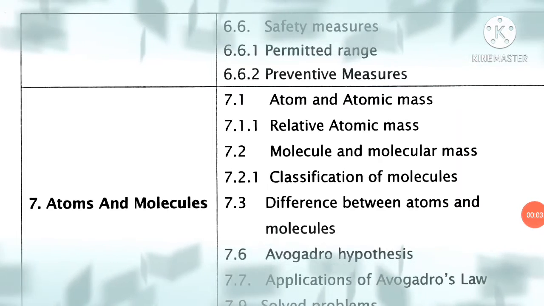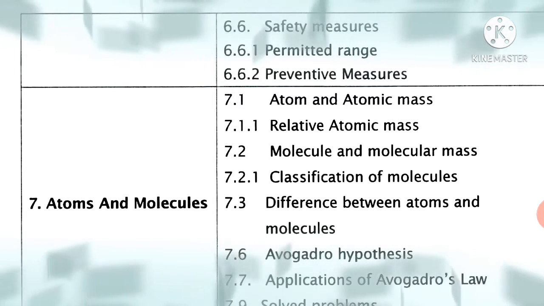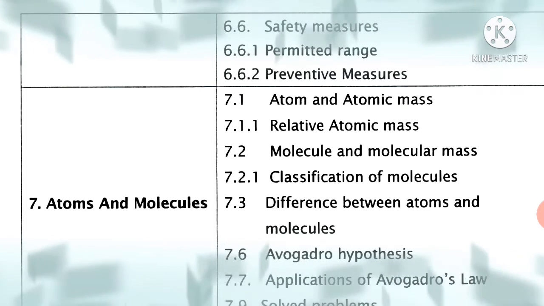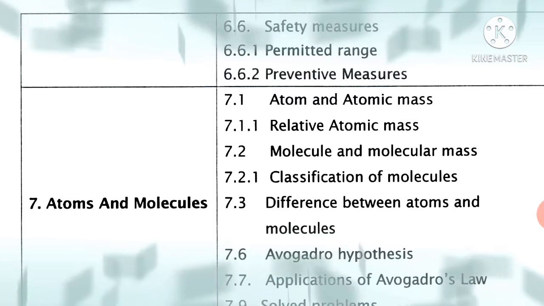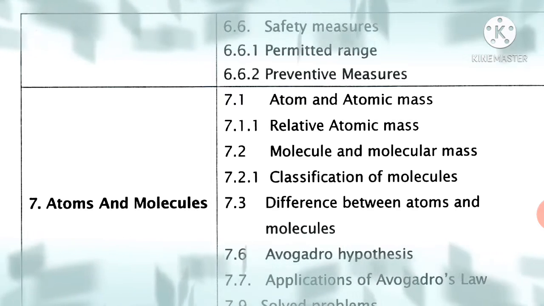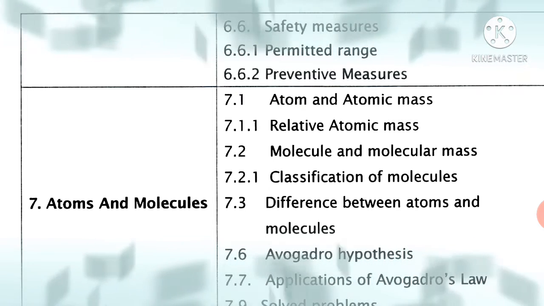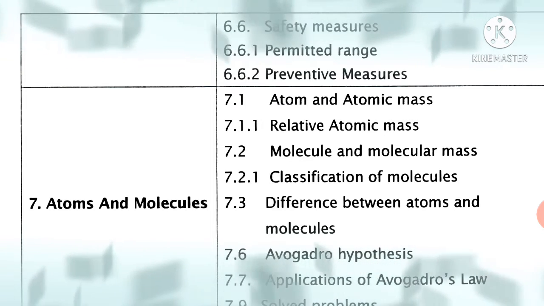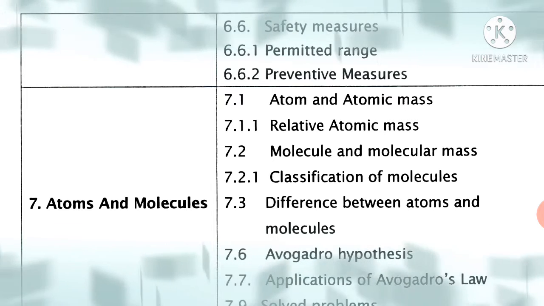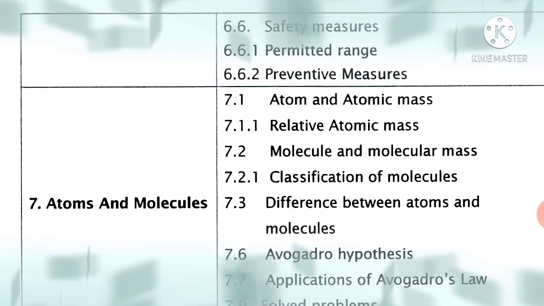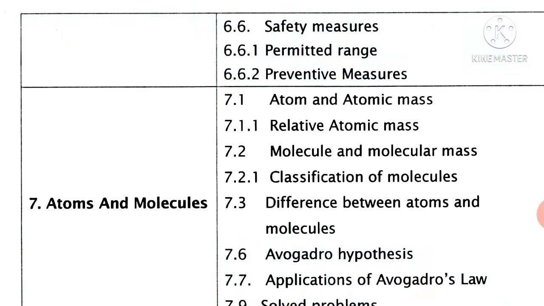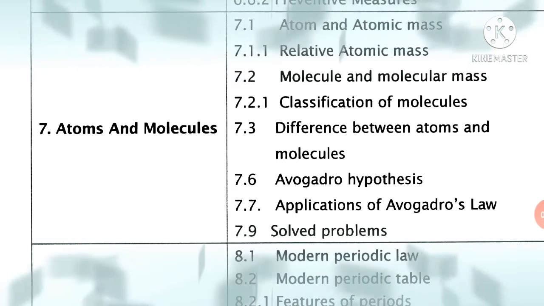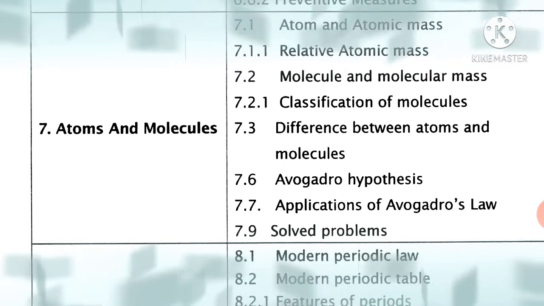6.6 Safety measures. 6.6.1 Permitted range. 6.6.2 Preventive measures. Unit 7 Atoms and Molecules. 7.1 Atom and atomic mass. 7.1.1 Relative atomic mass. 7.2 Molecule and molecular mass. 7.2.1 Classification of molecules. 7.3 Difference between atoms and molecules. 7.6 Avogadro's hypothesis. 7.7 Applications of Avogadro's law.